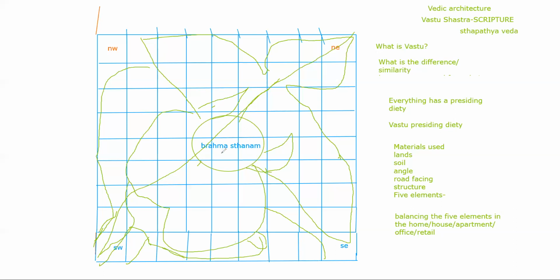It's Brahmasthanam. Actually this would be the chest area, where the heart is, and it should not be cluttered. It's basically the centralish area. If you see the head, northeast is prana.